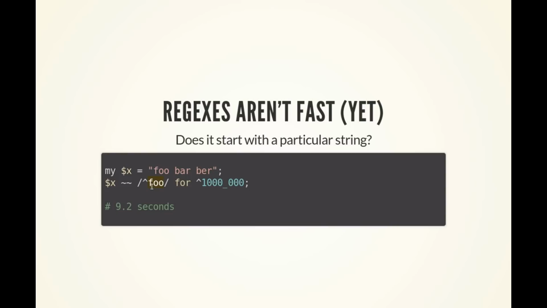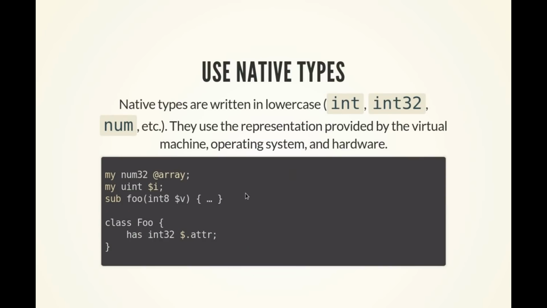Another nice feature in Perl 6 is native types. They are written in lowercase, and they use the representation provided by the virtual machine, operating system, and hardware. So for example, int32, or actually just int, if you are using MoarVM, the most popular virtual machine for Perl 6, is 64-bit, and if you go over those 64 bits, it will overflow, similar to what you would get in C, for example.